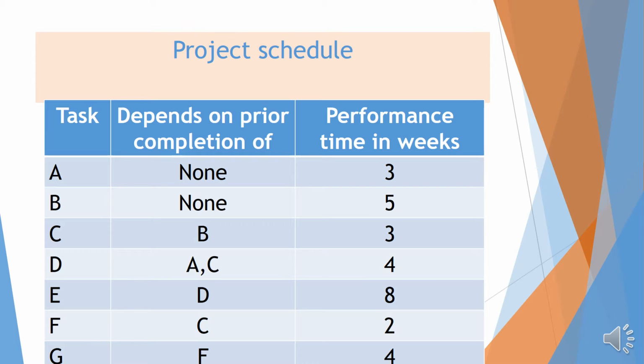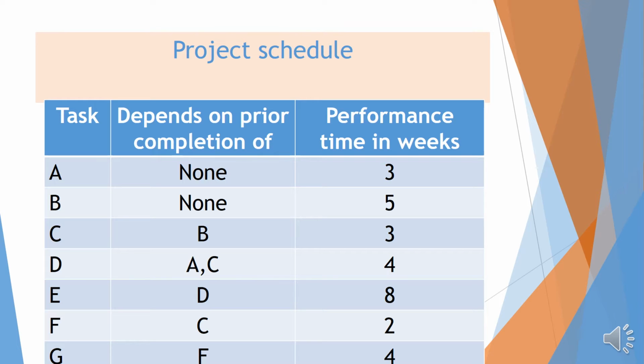Task like A doesn't depend on any other task, it is the beginning task. So is B. These tasks start, and so they don't depend on prior completion of other tasks. But C depends on prior completion of B, i.e. C cannot start unless B has been completed.